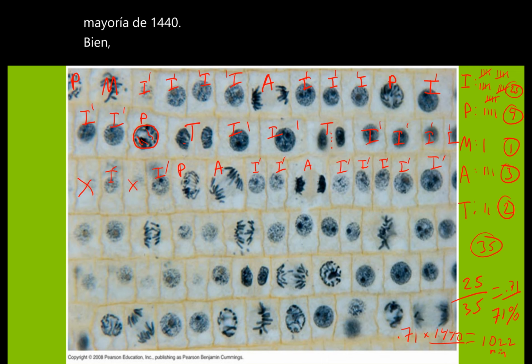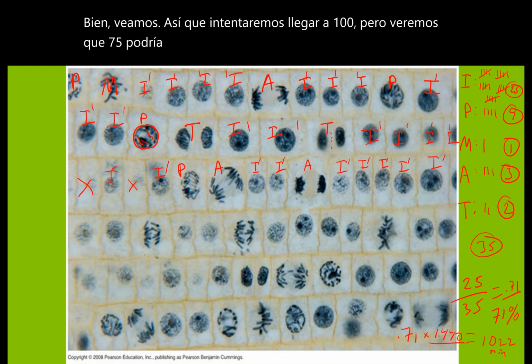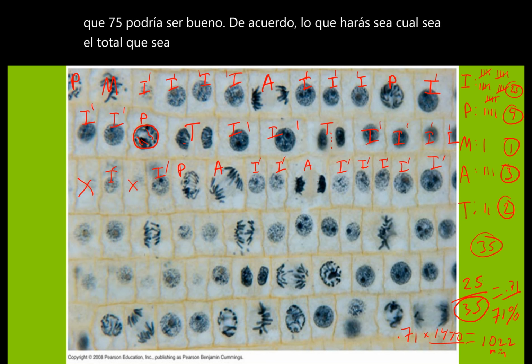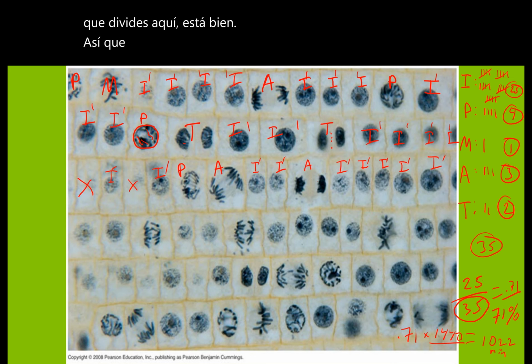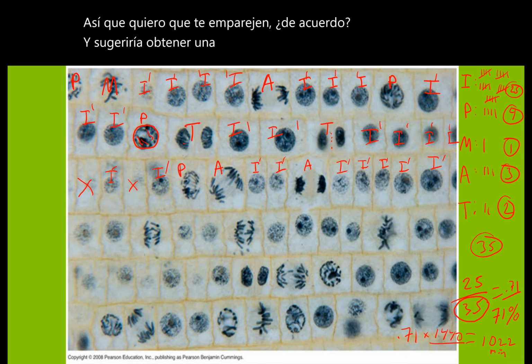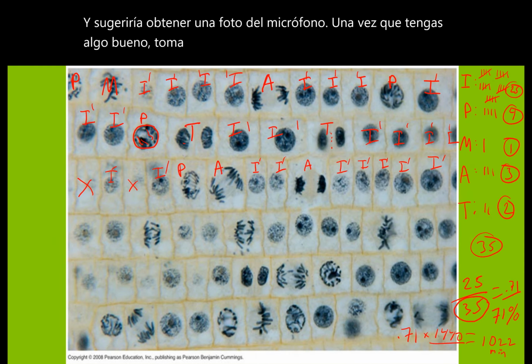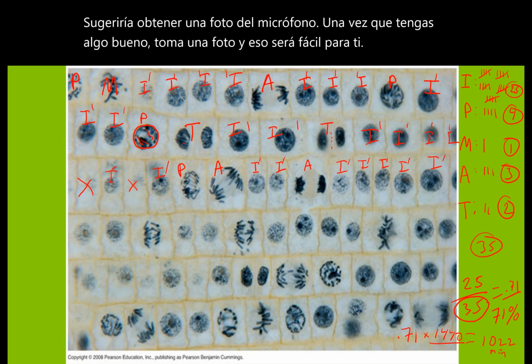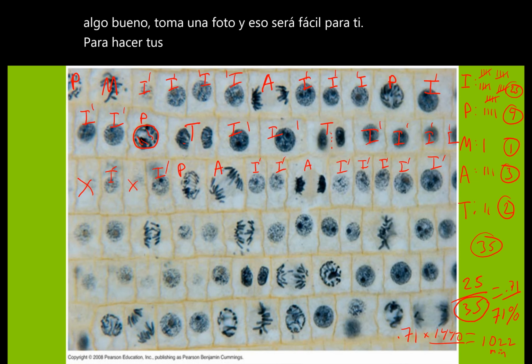So we'll try for 100, but we'll see. 75 might be good. Okay? Whatever the total is, that's what you divide by right here. Okay? So I do want you paired up on the microscopes. And I would suggest getting a picture of the microscope view. Once you have a good one, get a picture, and that's going to be easy for you to do your counts and your tallies. You might have to move it around a little bit.